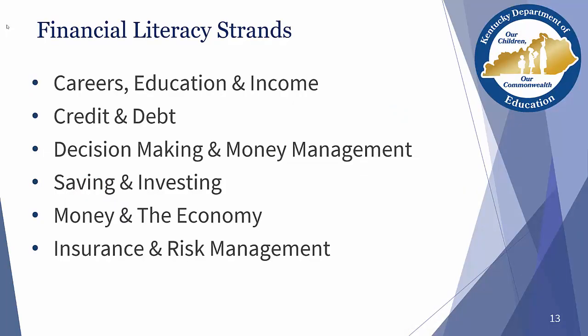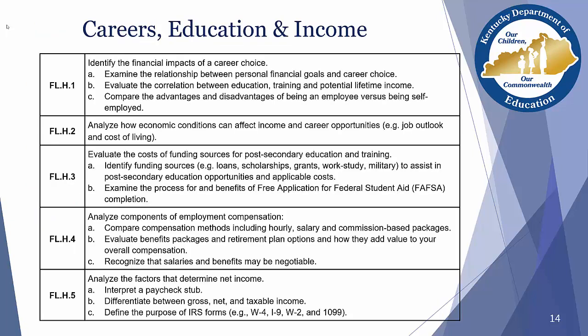The financial literacy standards, the strands that run from kindergarten through high school, include careers, education and income, credit and debt, decision-making and money management, saving and investing, money and the economy, insurance and risk management. We're going to take a few minutes just to look at the different standards within the strand, but I would encourage you to go back and download the standards from the web page and actually dive into those when you have time.